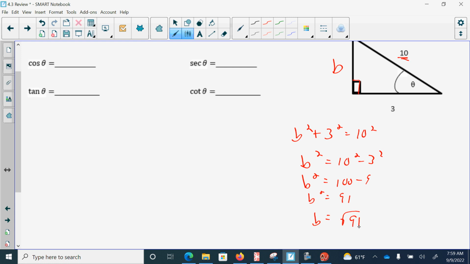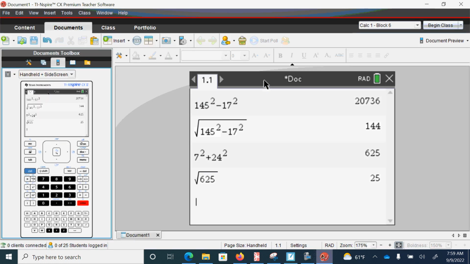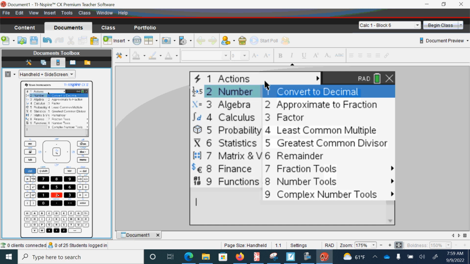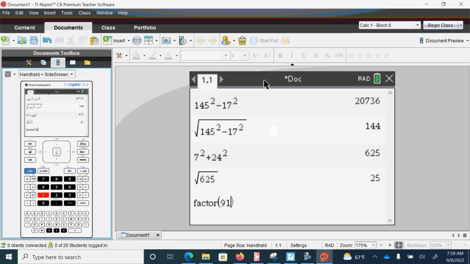Now to see if I can pull anything out, if it has any perfect square factors, I'm going to hit menu, number, and then I'm going to go to factor, and I'm going to type in 91.